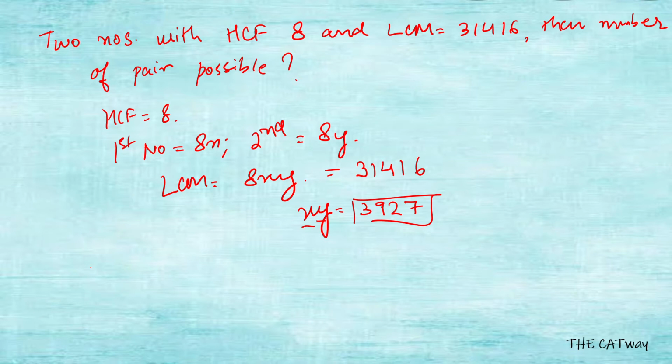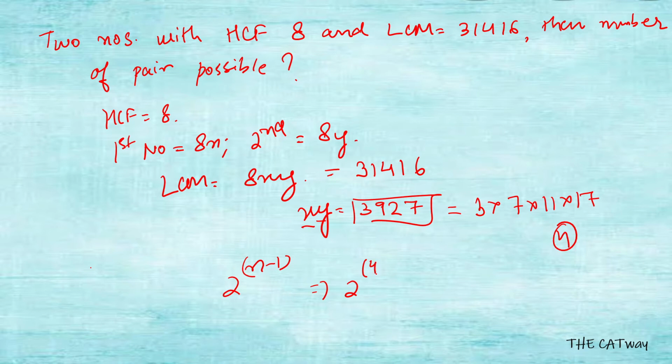So how can you write a number as a product of two co-primes? We had discussed it earlier that it will be 2 to the power n minus 1 when it is an unordered pair. So let's write 3927 in its prime factor form. It is 3 into 7 into 11 into 17. So how many prime numbers are there? We are using 4 prime numbers. So what will be our value? 2 to the power 4 minus 1, that is 2 to the power 3, and your final answer would be 8. So this will be your answer.